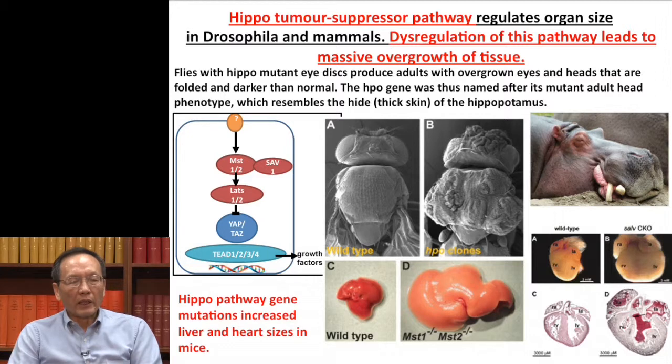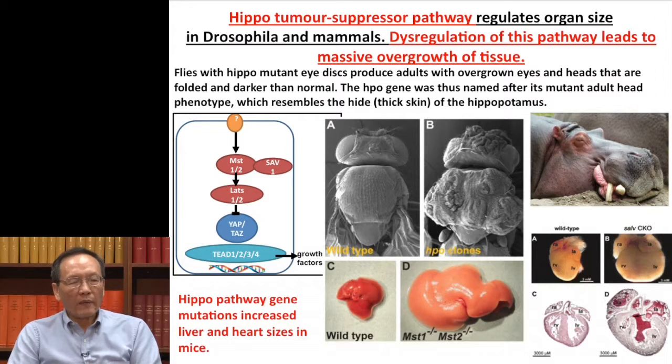And in the rodent model, you can see in C and D, if you delete some of the genes in this pathway, in this case MST1 and 2, in a liver-specific manner, then the liver becomes 5 times the size. And in the lower right-hand corner, you can also see that even the heart is controlled by this pathway. This is a deletion of the SAV1 gene in a heart-specific manner, and the heart also becomes much bigger, a big increase in size.